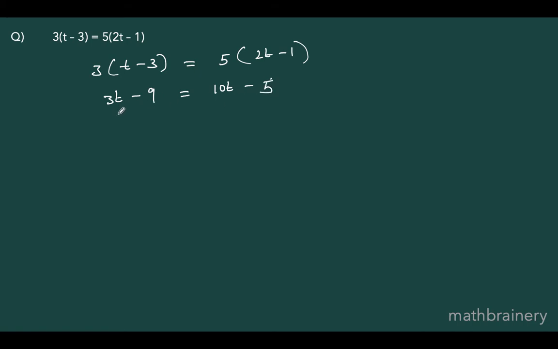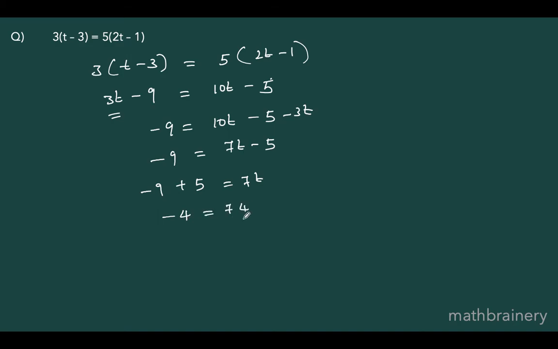Now let's transpose this 3t to the right hand side. So minus 9 will be equal to 10t minus 5 minus 3t, which is 7t minus 5, and this is value of minus 9. Now let's transpose minus 5 to the left hand side. This will be minus 9 plus 5 is equal to 7t, which is minus 4 is equal to 7t.